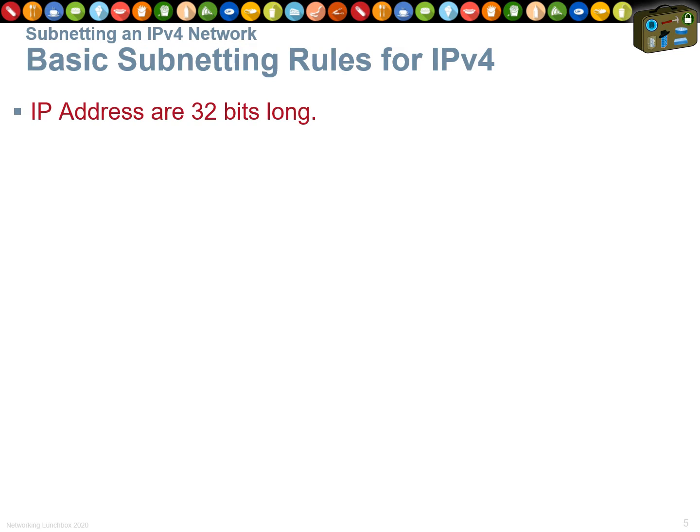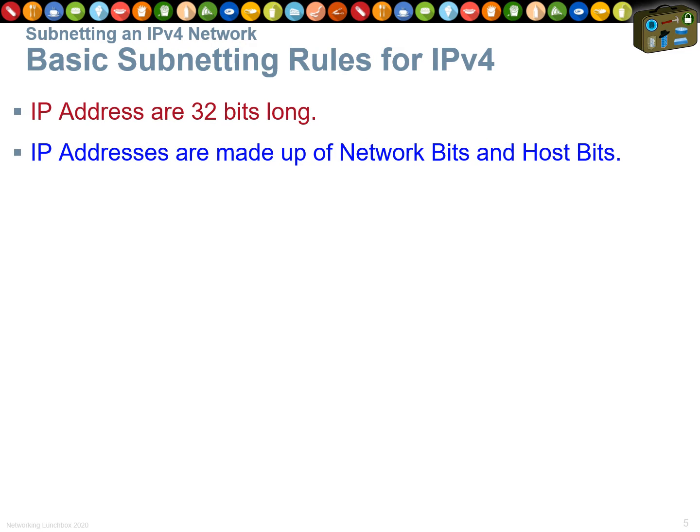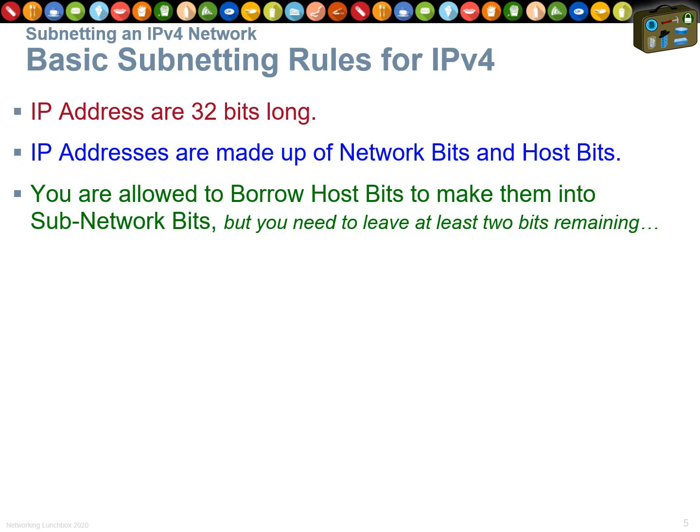All IP addresses are 32 bits long. IPv4, 32 bits long all day. The IP address is made up of two halves, the network portion and the host portion. The subnet mask tells us which half is which. So we've got a bunch of network bits and a bunch of host bits. You are allowed to borrow from the host bits, but no matter how many host bits you borrow, you must always leave 2 bits behind. 2 host bits must remain.